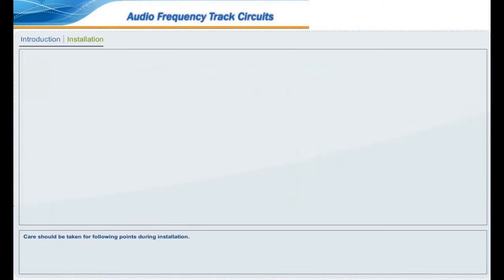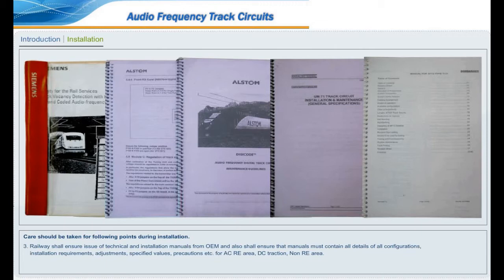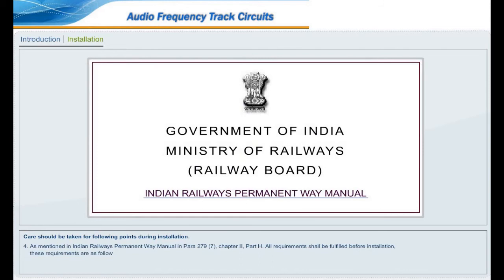Railway shall ensure issue of technical and installation manuals from OEM and also ensure that the manuals contain all details of all configurations, installation requirements, adjustments, specified values, precautions, etc. for AC railway electrified area and DC traction non-railway electrified area, as mentioned in the Indian Railways Permanent Way Manual, Para 279, Subpara 7 of Chapter 2, Part H.